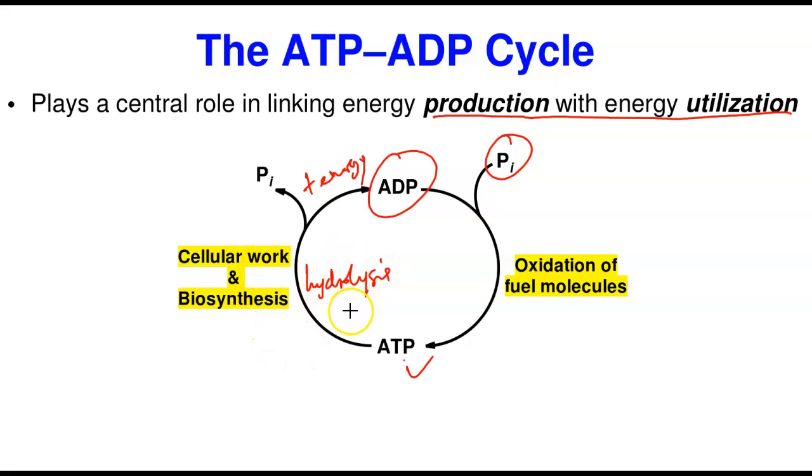So the energy released in the hydrolysis of this ATP is used in doing cellular work and biosynthesis. Here, this hydrolysis results in what? Hydrolysis results in the release of energy, to power metabolic work and cellular work as well.